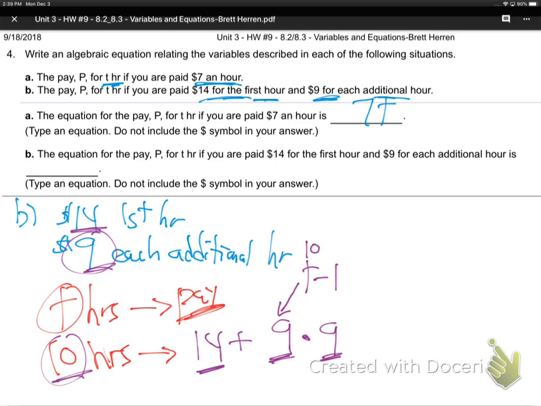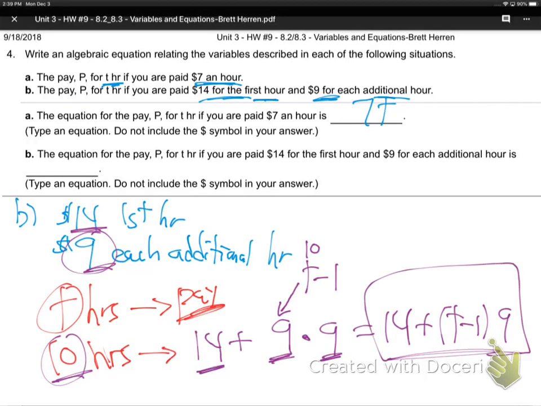So the formula is really 14 plus T minus 1 times 9. Everybody see that? Because you get 14 for the first hour, and then you have T minus 1 hours left. That good? And now, we can't leave it that way. I think they want you to gather like terms, don't they? Carolina, I'm counting on you. You can't leave it this way, right? They want you to gather like terms. That's good. We're done. Does that make sense? Everybody see how we did that?